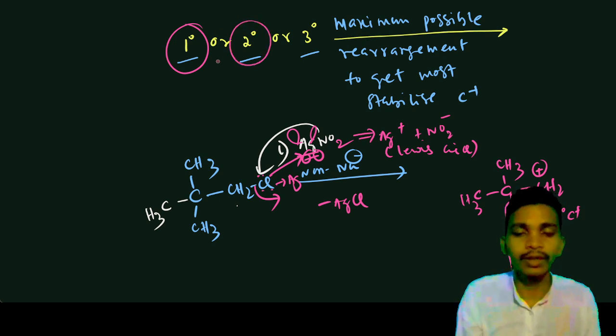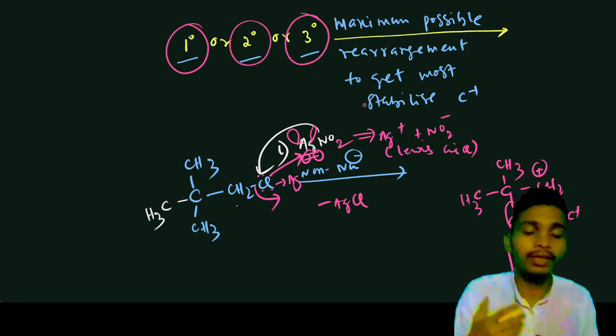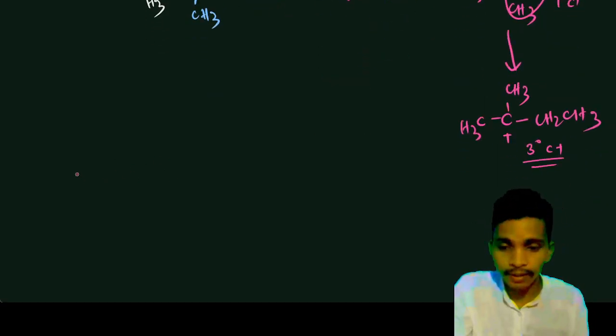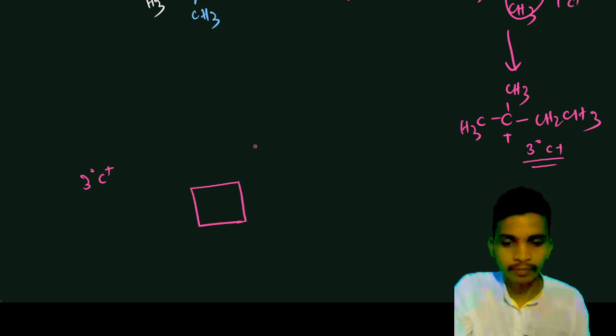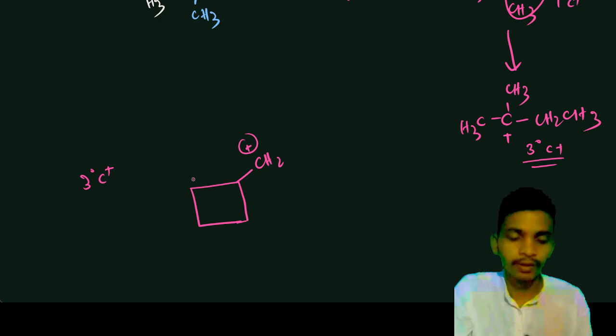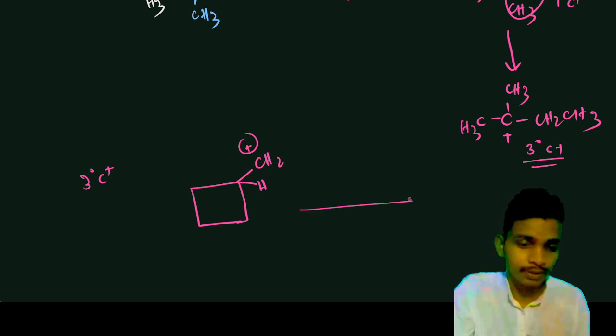So if the medium is non-nucleophilic, it may be 1 degree, then also rearrangement will happen. 2 degree, then also rearrangement will happen. 3 degree, then also rearrangement will happen. Let's say we have a 3 degree carbocation, let's say this type of group is there. Let's say we have a CH2 positive charge, and here maybe hydrogen is present. Yes, here hydrogen is present. So in this case this is the 1 degree carbocation.